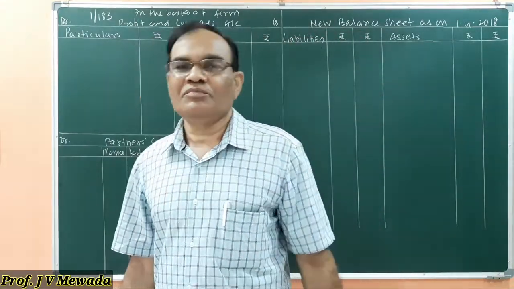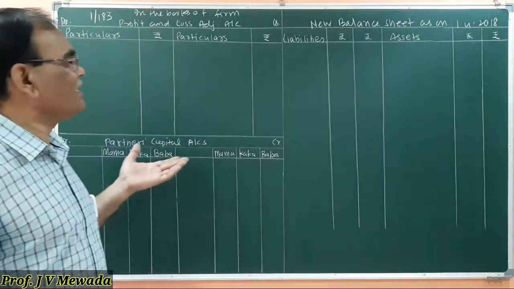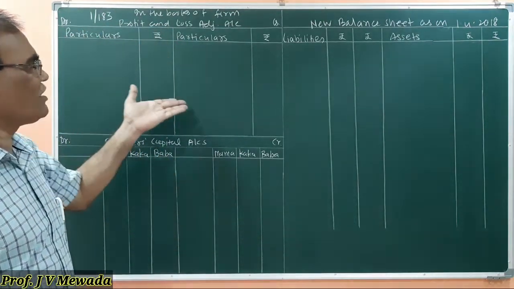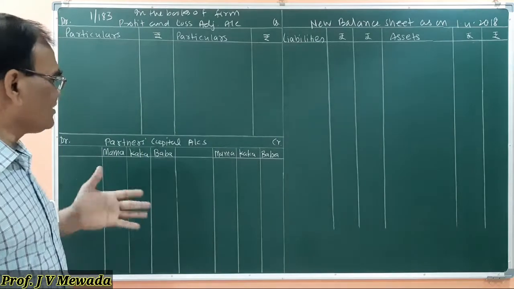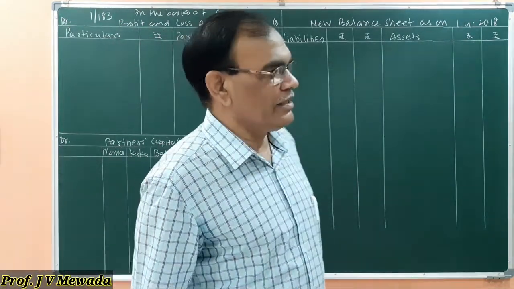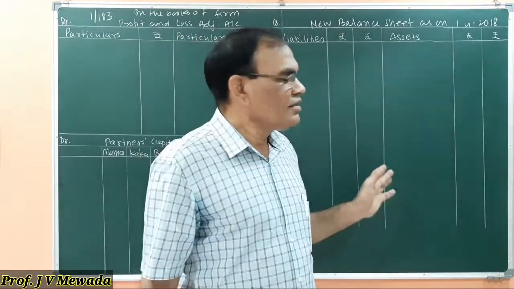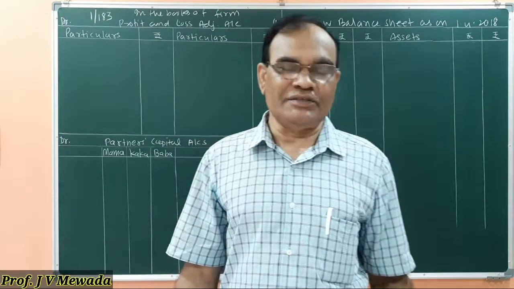First step is prepare the format. So we have already prepared the format. Open the necessary accounts, that is profit and loss adjustment account, partners capital account, new balance sheet as on 1st April 2018. And the second step is transfer the items of balance sheet.